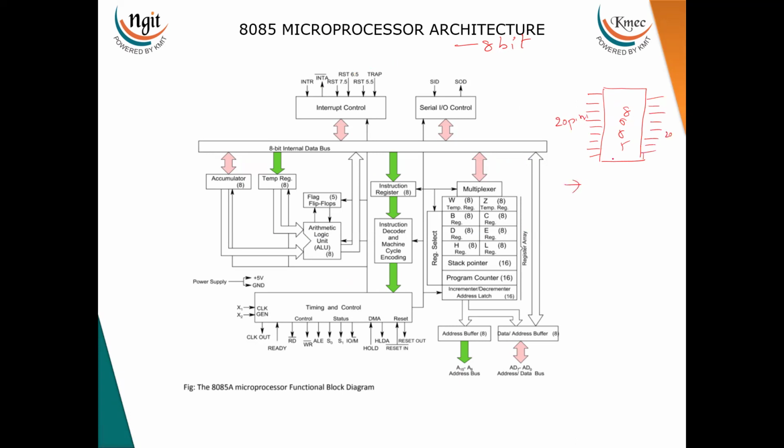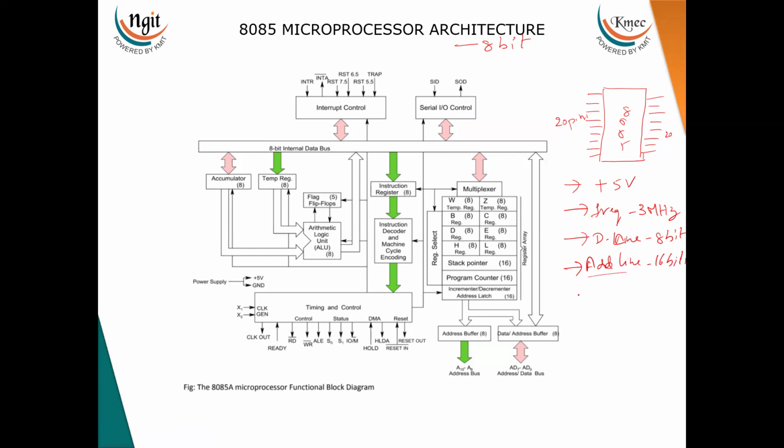It is also operated on a 5 volts power supply. And the maximum frequency of this IC is 3 megahertz. And it is having data lines, how many? 8-bit data lines or 8-bit data bus. Address lines are 16-bit address lines.